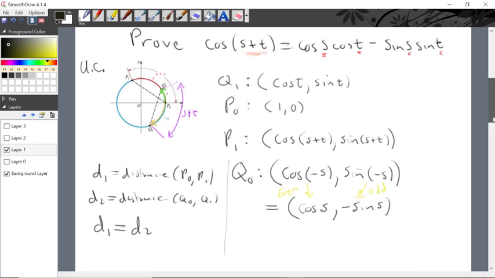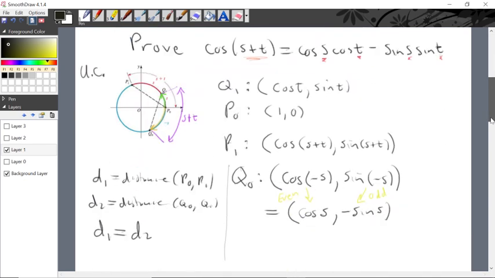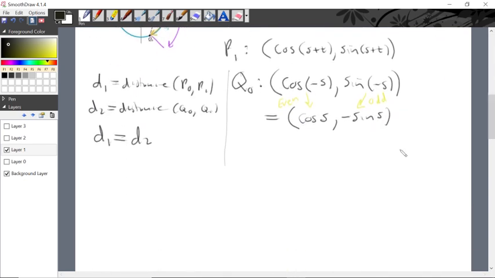And again, if you're concerned, this is the most work that we have to do, is proving this first one. The proofs of these other ones are not going to be as detailed because we're going to be able to use the results of this formula in order to establish what the proofs of the others would look like. Okay, now let's go with this D1 is equal to D2.